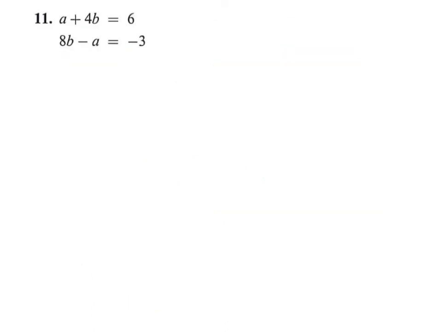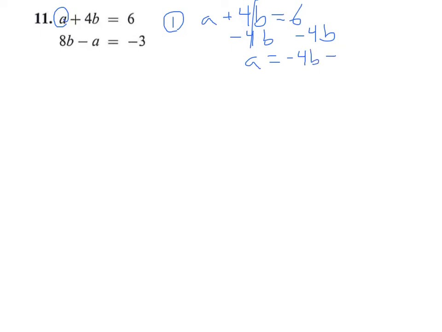Okay, here's one more problem. I chose this one because it's got A's and B's instead of X's and Y's. Right away I can see it's going to be easiest to solve for this A. It's already positive and there's only one of them. So number 1, let's solve for A. A plus 4B equals 6. Subtract 4B from both sides, and we get A equals negative 4B plus 6.